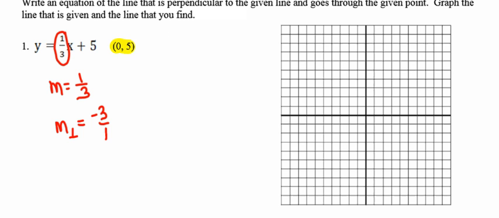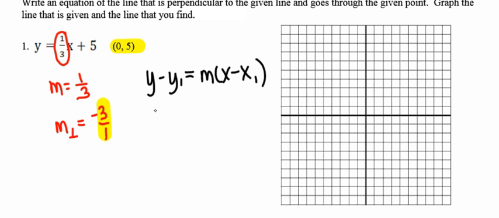So now I've got the coordinates of a point. I've got the slope I want to use. I'm all set up to go ahead and do the point slope form of a line. So I've got y subtract y1 equals m times x subtract x1. So y subtract my y coordinate, which is 5. My slope, -3, times x minus my x coordinate, which is 0.